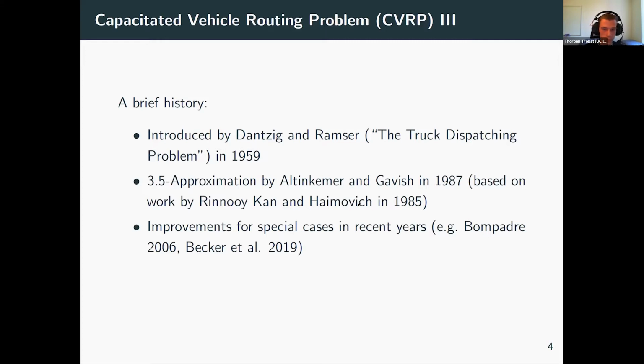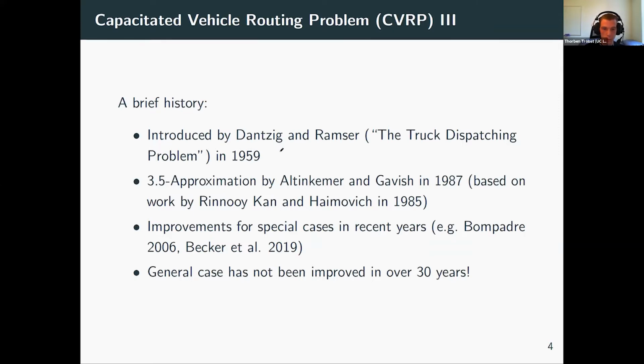Recently, there have been some small improvements on this approximation algorithm. For example, there's work by Bompadre et al., which considers the case where you don't have uniform demands, but demands with the same small fractional denominator. And there's some more recent work on vehicle routing in special metrics, such as on a tree or on a line. But in general, the approximation ratio has not been improved in well over 30 years now. This is quite a difficult problem.